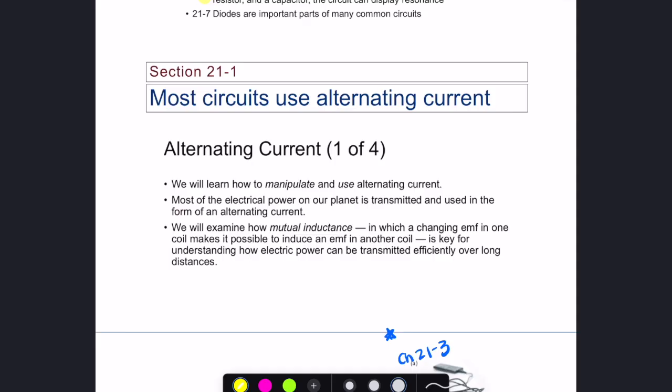And we're going to take a look at how this current is transformed into different voltages and even into DC in order for us to use it more safely and effectively. So to do that, we need a tool called a transformer, which uses the property of mutual inductance. So we'll talk about that.